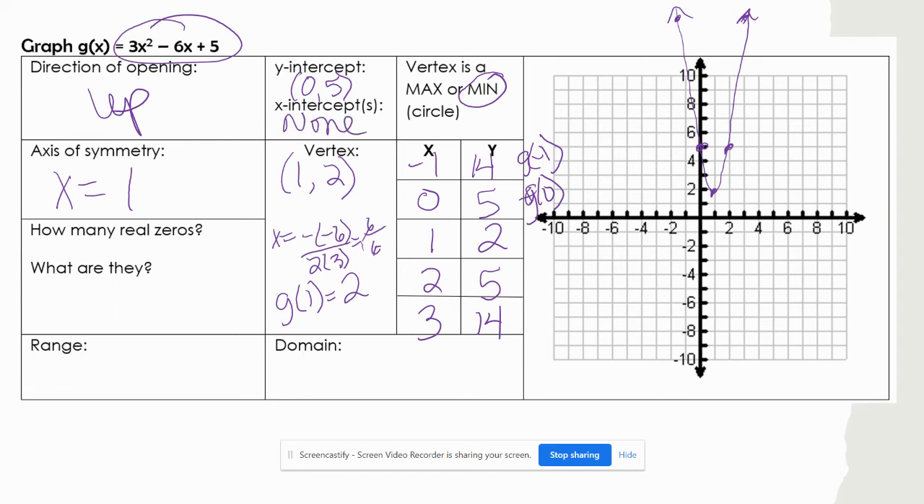We have no x-intercepts. This graph does not cross the x-axis. That also means that we don't have any real zeros because x-intercepts and real zeros are the same thing. And if there aren't any x-intercepts, I can't have any real zeros. Our domain is -infinity to infinity. And our range, we have y. We're opening up, so that's greater than or equal to. And the y value of our vertex is 2.